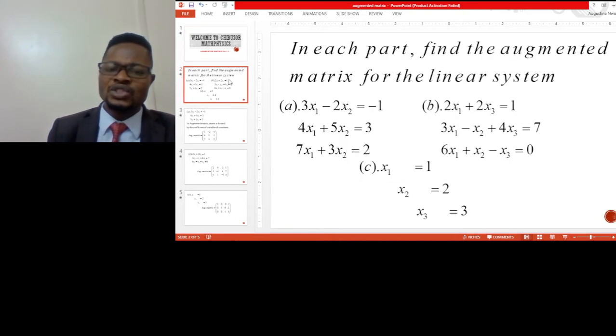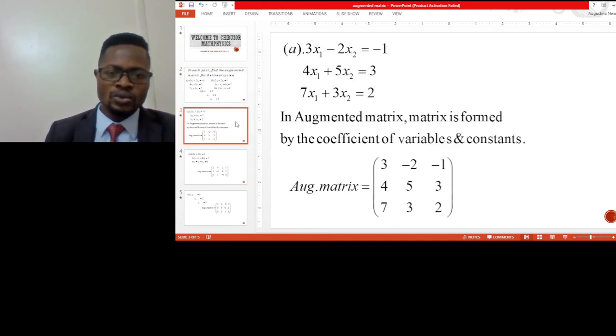So augmented matrix, you will be given an equation in this form. The question says in each part find the augmented matrix for the linear system. Now we have three linear systems. The first one we have equation 1, 2, and 3. Notice that we have x1, x2, but in the second one we have x1, x2, and x3. So we are to find the augmented matrix of this form. Let us jump into it and see what to do.